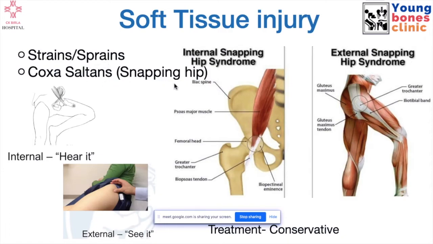And coxa saltans is the snapping hip; there can be an internal snapping or an external snapping. Internal snapping is mostly because of the iliopsoas snapping over the iliopectineal eminence. They usually complain of some form of pain in the groin, or you can actually feel them. They are usually painless but may become painful by repetitive snapping. So you can actually hear them, you can actually feel them. External is where the iliotibial band snaps over the greater trochanter. So this is external snapping. These two, if they become painful, can cause a limp. Clinical examination usually suffices, and they usually do not need any major intervention and may improve just with anti-inflammatory.